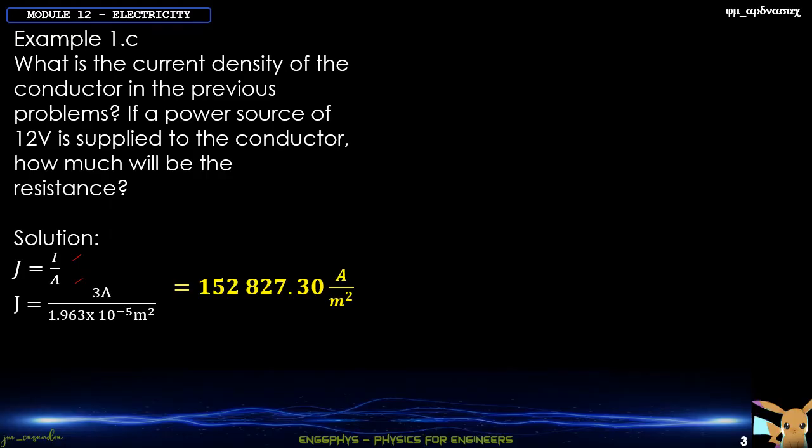For the second question, we want to determine the resistance given a power source of 12 volts. Here, we're going to apply Ohm's law, which is given by the equation V equals IR. We're given the voltage, 12 volts, and the current, which is 3 amperes. Therefore, our resistance is equivalent to 4 ohms. Okay? Next, we have example number 2.